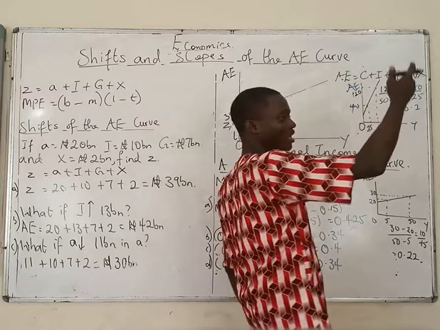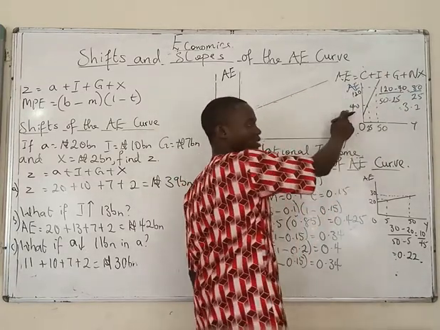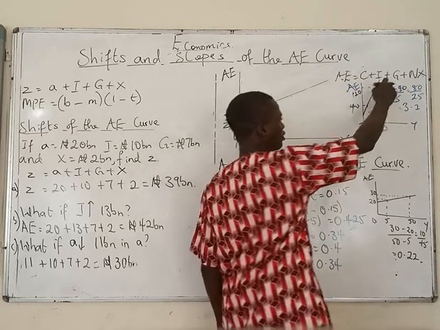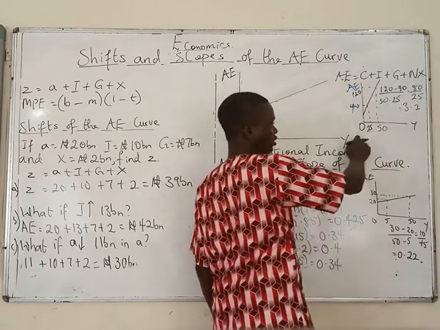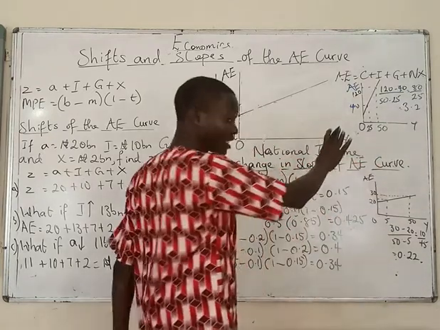So let's say the values are in billions. Now how do we calculate the slope? The slope is 120 minus 40, which is the change in the vertical axis, divided by 50 minus 25. So we have 80 over 25. This is 3.2 for that particular slope.